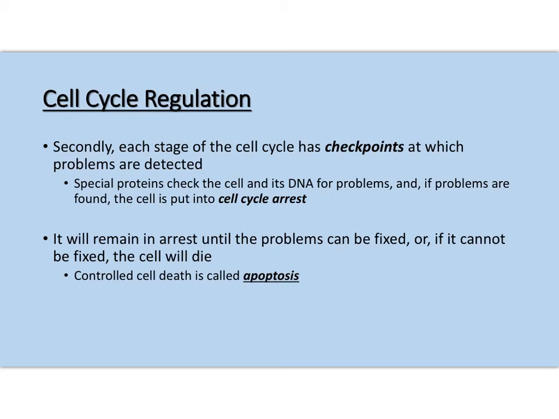You've got unique proteins, you don't have to worry about the names of those, that will check a cell, it will check its DNA, it will make sure that it has the proteins it should have, and if there are ever problems found, the cell will go into what is referred to as cell cycle arrest. Now the first thing that the cell will do is it will try to fix that, right? It will try to fix the DNA damage, it will try to make up for proteins that aren't there, but if it can't, the cell will die.